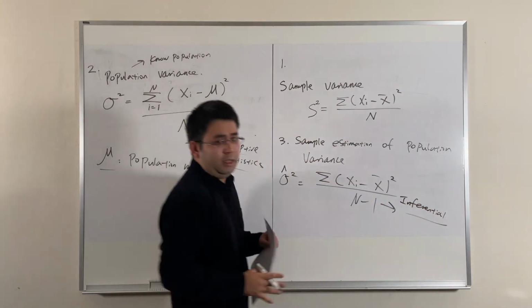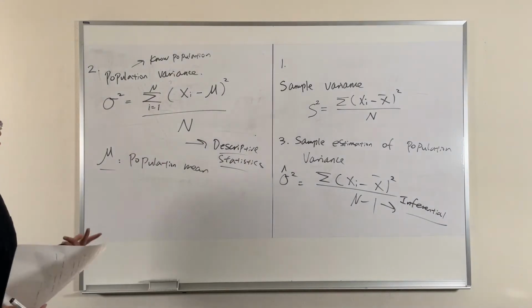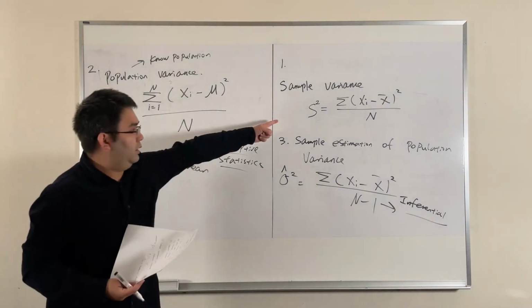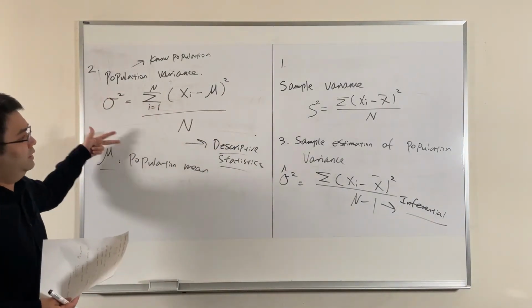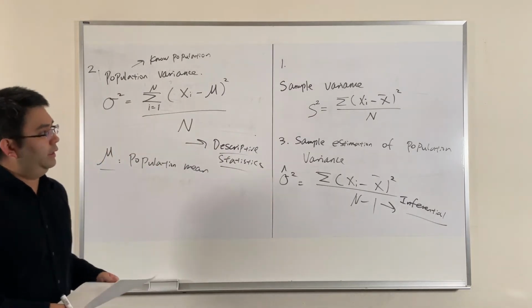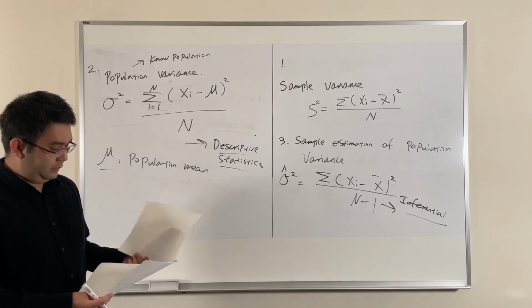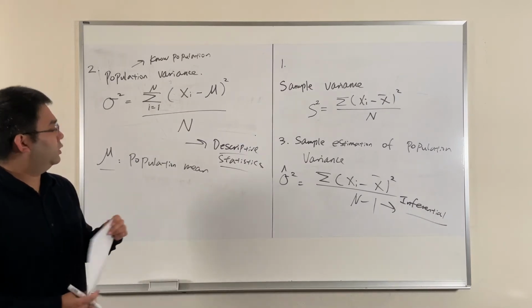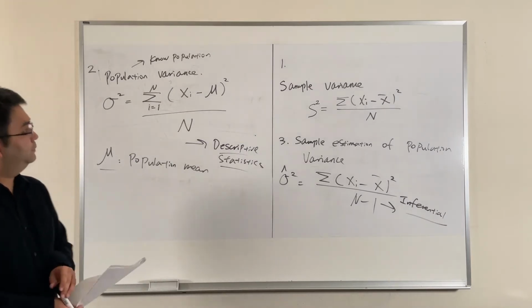Okay, and these three formulas give us sample variance, population variance, and sample estimation of population variance. Okay, very good. Now we're going to talk about standard deviation.